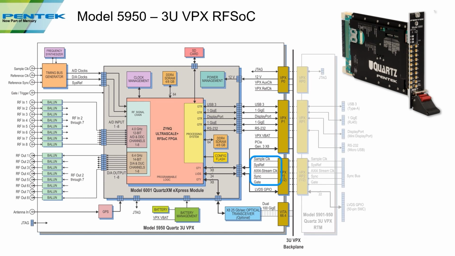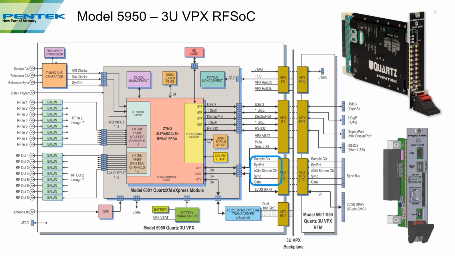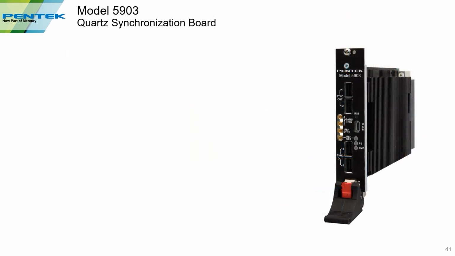And then there's a rear transition module that we use with this 3U VPX board. That rear transition module actually has a connector on the back that allows you to bring these signals into the board. So the product that complements the RFSoC board is our Model 5903 Quartz synchronization board. This allows you to synchronize up to 8 Quartz RFSoC products, like what I just showed you, the 5950. You can synchronize up to 8 of those.